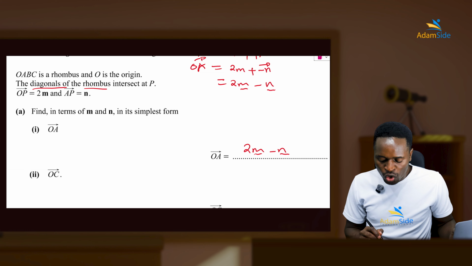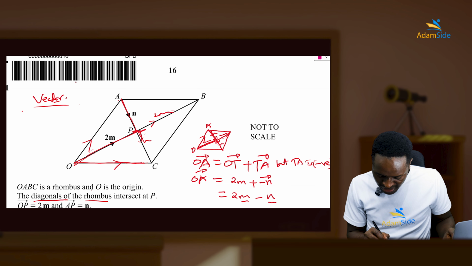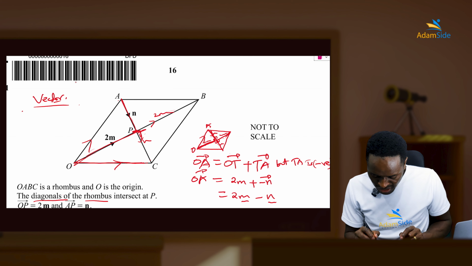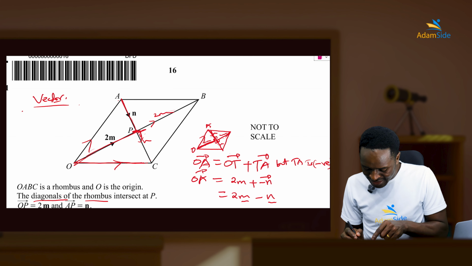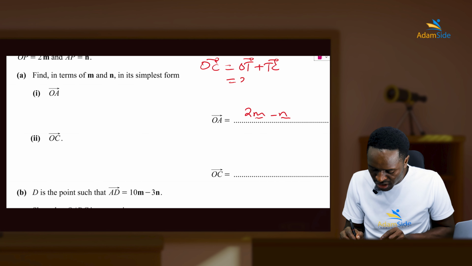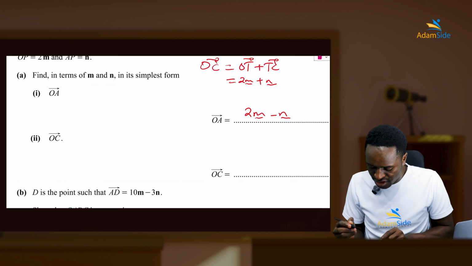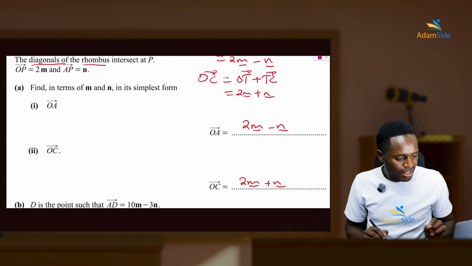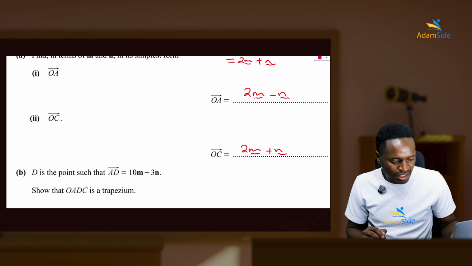And then vector OC. Vector OC will be the same as vector OT plus vector TC. So this is positive. Vector OT is 2m plus n, the same direction. So this is 2m plus n. Yeah, that's vector 2m plus vector n, and you get your mark.